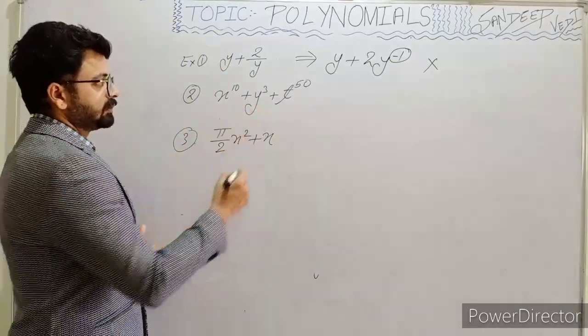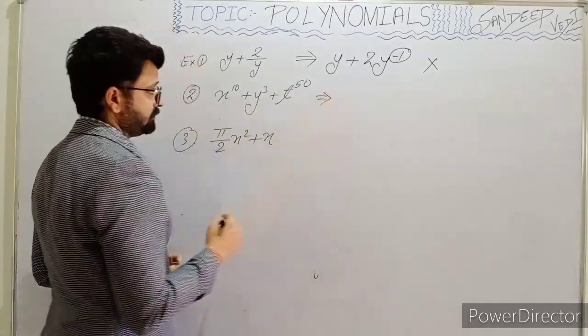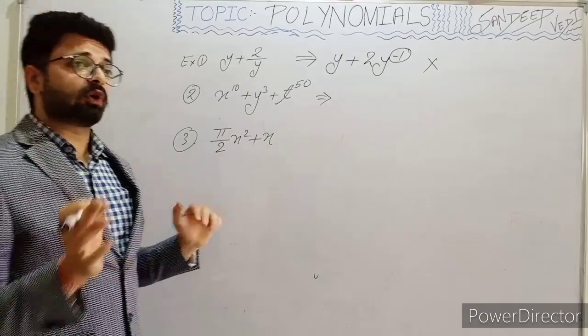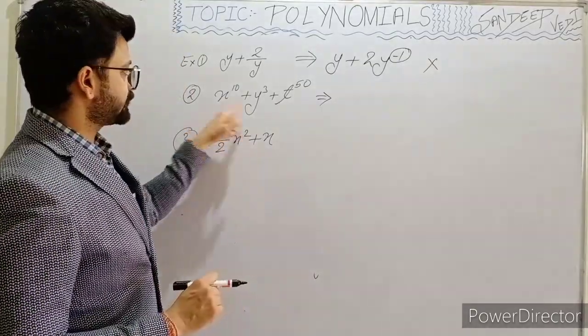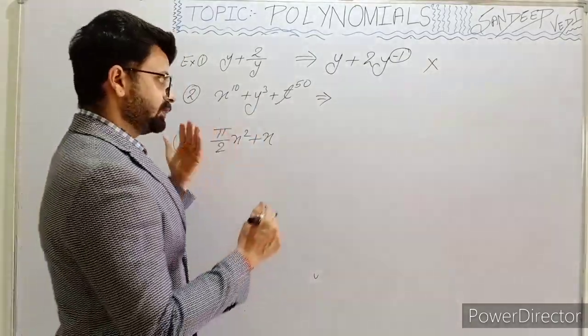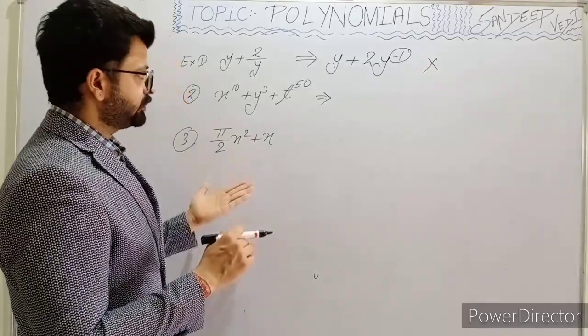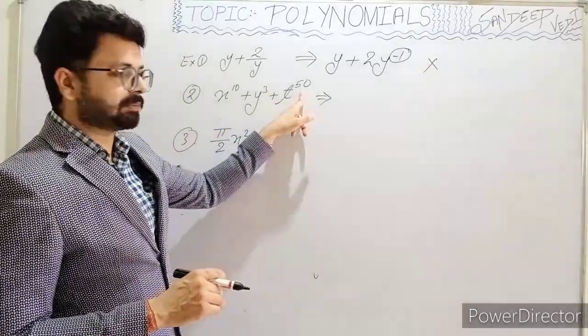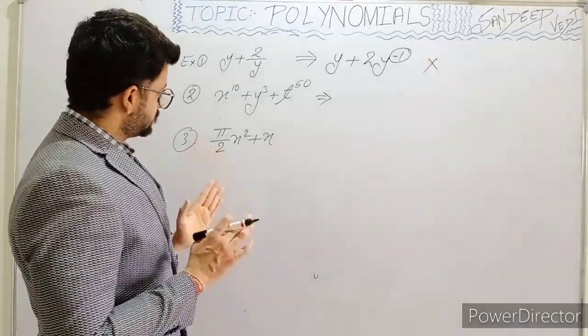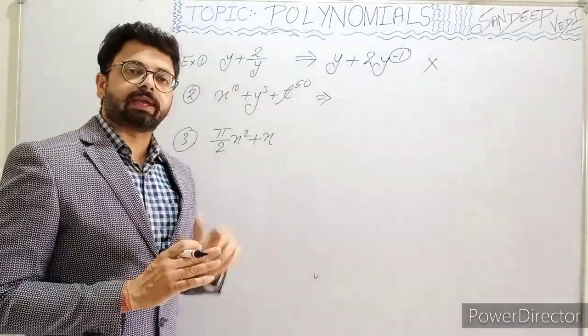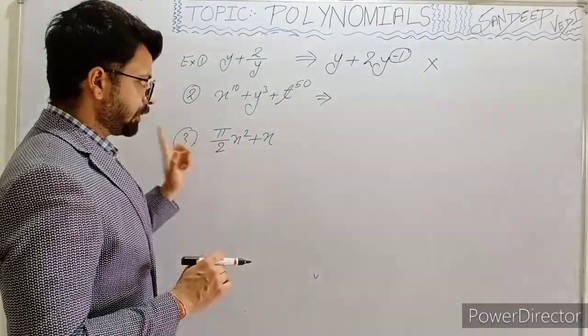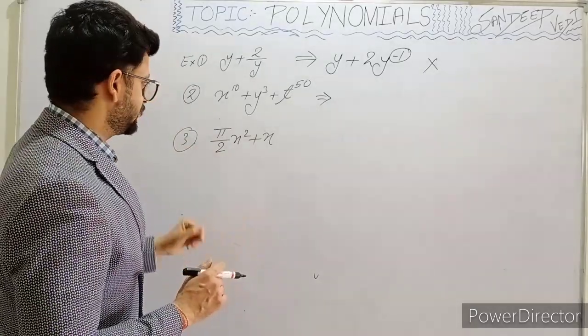Now you see this one. This is a polynomial, but not in one variable. Here 3 variables are there, x, y and t. So this is a polynomial and the degree of this polynomial is 50, the maximum power of the variable, but this polynomial is not in one variable.